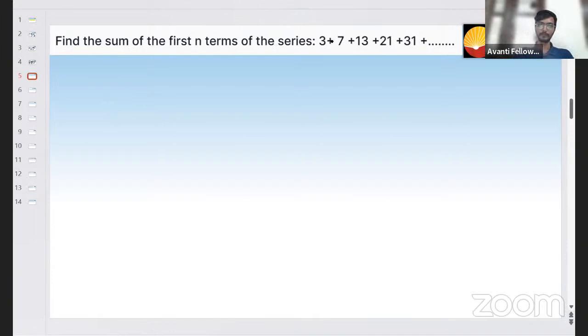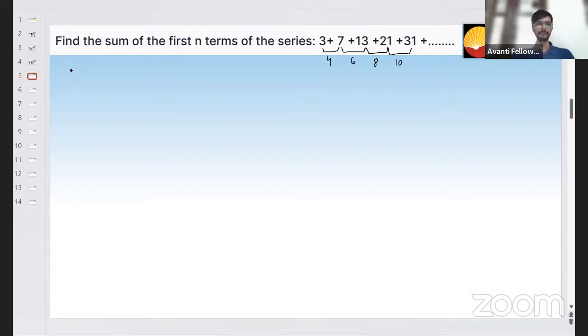Why? Because 7 minus 3 is 4. 13 minus 7 is 6. Here it is 8. Here it is 10. So the difference is in AP. So in such questions, it is again a typical sum. And again, it is asking previous year JEE. Now we are all doing the questions of previous year JEE.